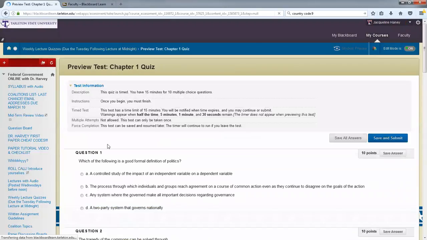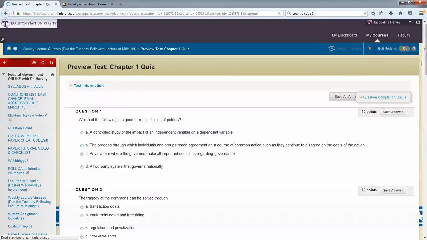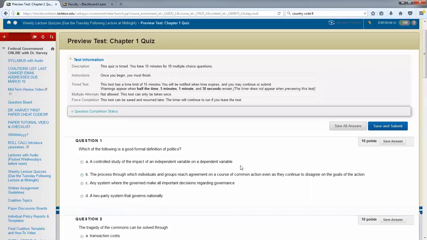Chapter 1, which of the following is a good formal definition of politics? A controlled study, I already know, independent, nope, that's science. Process through which individuals and groups reach an agreement on a course of action. They disagree on the goals of that action. Any system govern, the answer of course is B. Many of you, most of you got that correct.